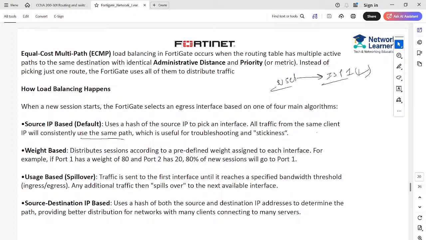Okay, and always his traffic would be going to ISP1 as long as ISP1 is up and running. Okay. Then weighted based. Second is our weighted based. Distribute sessions according to the predefined weight assigned to each interface. For example, port 1 is having 80% weight, port 2 is having 20% weight.